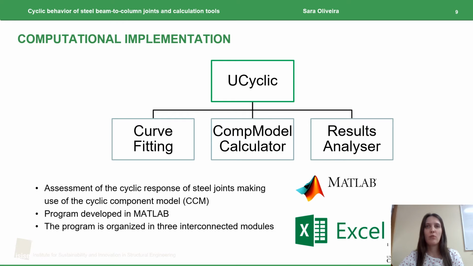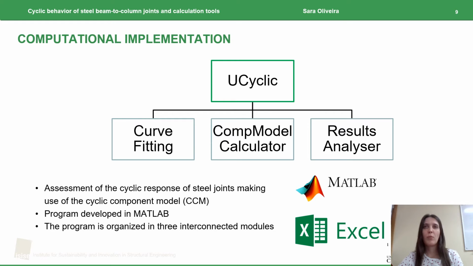The developed software Cyclic was implemented in MATLAB with input and output files in Excel files, and is divided in three modules. The curve fitting, which computes the best fit for the Richard-Abbott parameters, such as initial stiffness, post-limit stiffness, resistance, and shape parameter, of the force deformation curve for each component extracted from finite element models or experimental tests. All parameters obtained through curve fitting are used as an input in the comp model calculator.